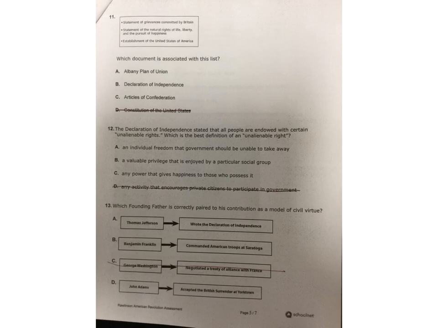Number 13, which founding father is correctly paired to his contribution as a model of civil virtue? So A, did Thomas Jefferson write the Declaration of Independence? Or B, did Benjamin Franklin command American troops at Saratoga? Or D, did John Adams accept the British surrender at Yorktown?